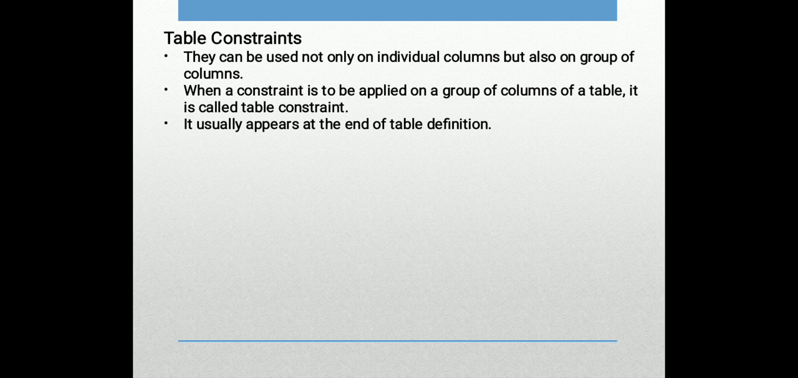If we use a constraint for the entire table, it is known as a table constraint, not for a particular column but for the entire table, and it is given at the end of the declaration. Constraints can be used not only on an individual column but also on a group of columns. When the constraint is applied on a group of columns of a table, it is called a table constraint. If we apply it on a column, it is known as a column constraint. A table constraint usually appears at the end of the table definition.